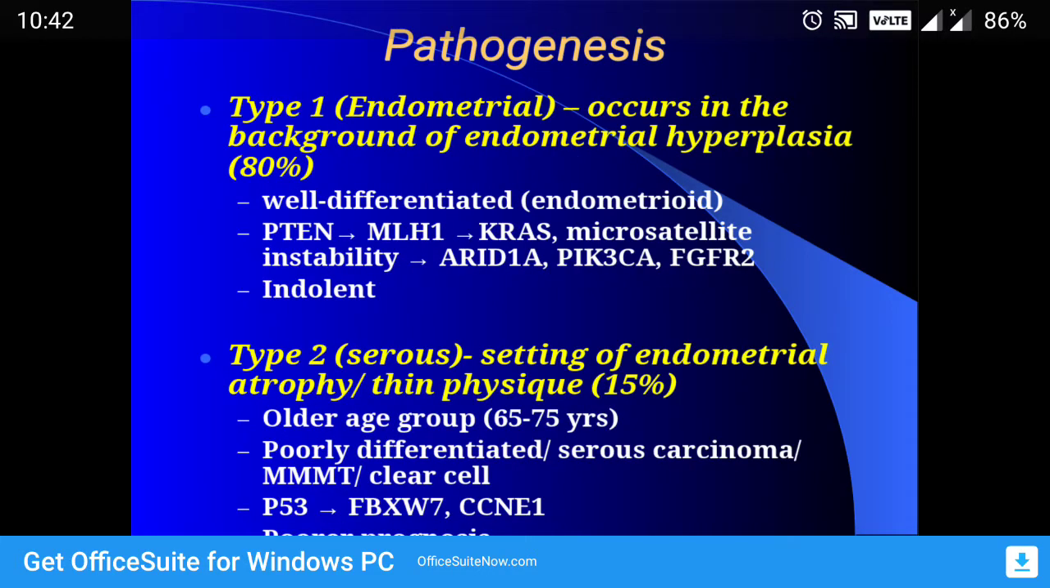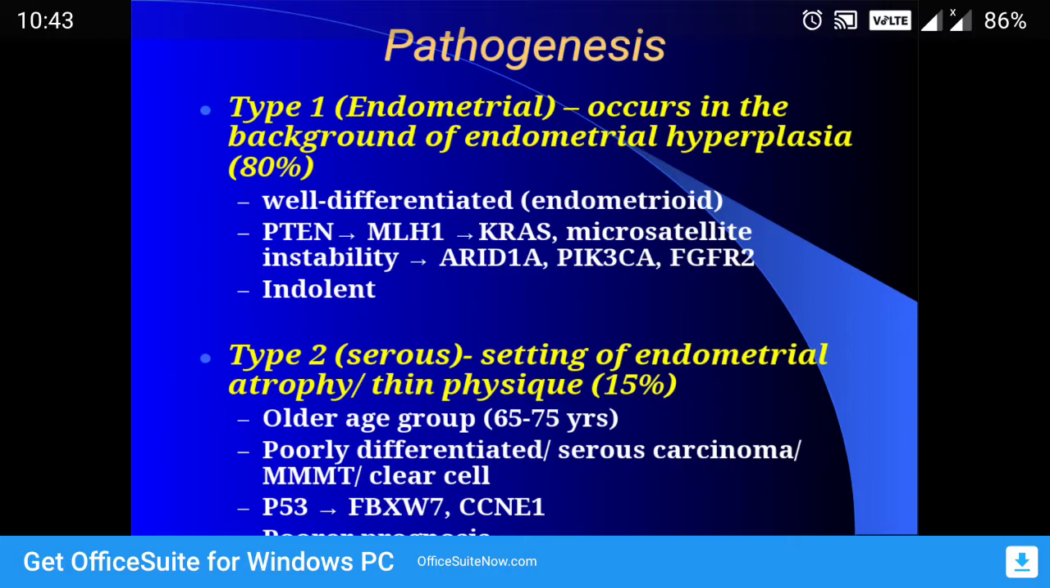Again, there are two types of endometrial carcinoma, type 1 and type 2. Type 1 usually occurs in the background of endometrial hyperplasia that I have told you previously. Okay, whereas type 2 is associated with endometrial atrophy instead of hyperplasia, and also with a thin physique. Okay, the patients here are thin, whereas in case of type 1 they are obese. So type 1 has a better prognosis compared to type 2.